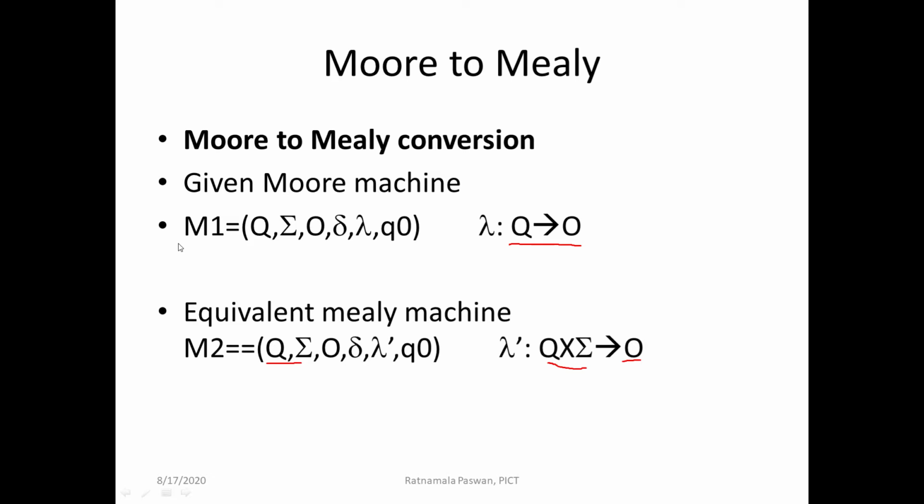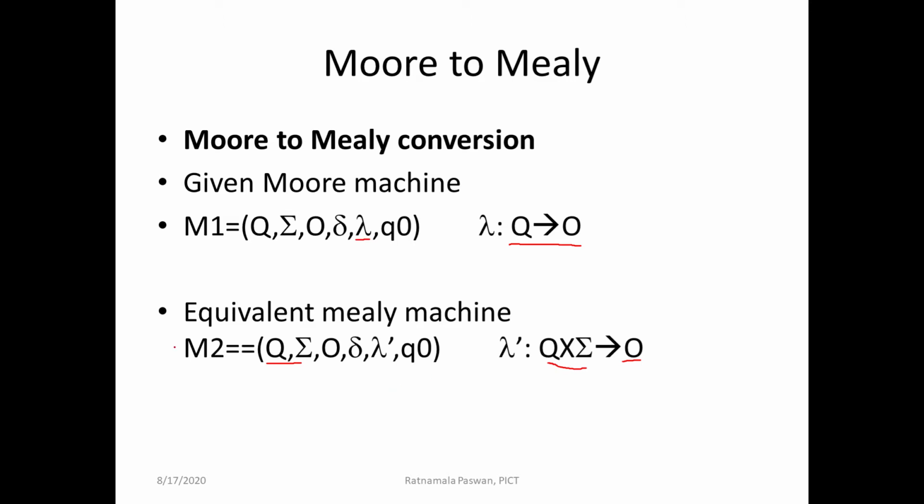Let's say this is a given Moore machine which is defined by 6 tuples. We are already familiar with all these 6 tuples: Q is a set of states, input symbol, output symbol, state function, machine function and initial state. When you convert this Moore machine to Mealy machine, all the tuples are as they are except this lambda, which is going to change, because as we know, in Moore machine output is associated with the state and in Mealy machine output is associated with the transition.